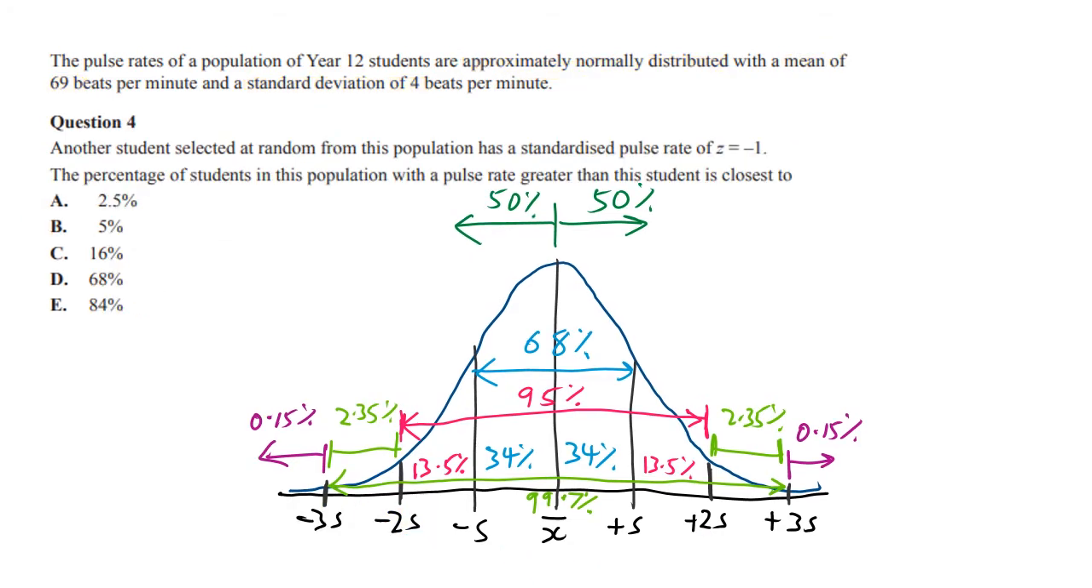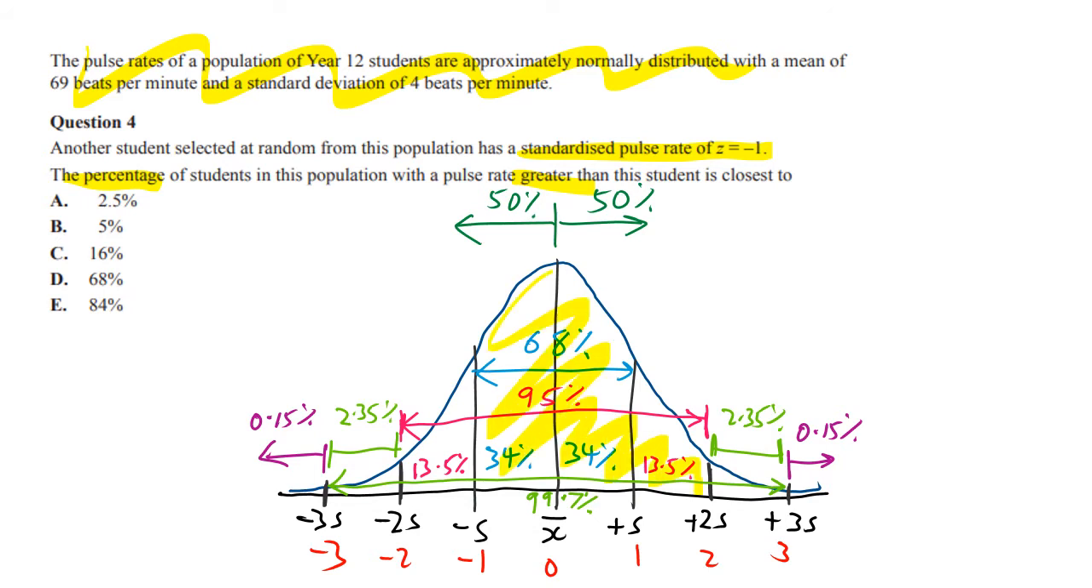Now this is the same data as last question, but we don't even need all that, this bit we don't actually even need if you actually read the question. It says we've got a standardized pulse rate of z equals minus 1. So remember with your z's, minus 1 is here, that's 0, 1, 2, 3, minus 2, minus 3. So we want the minus 1, and we want the percentage of people that are greater.